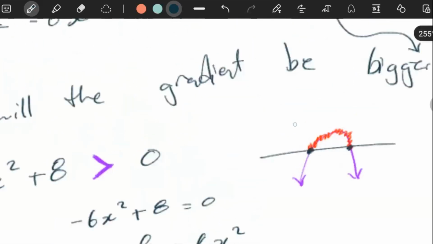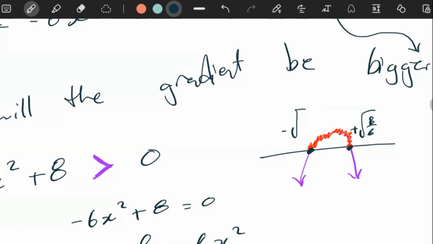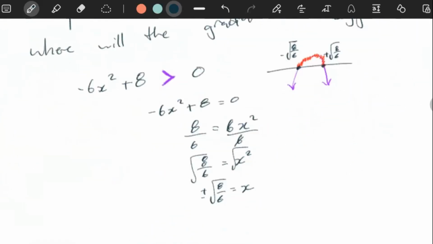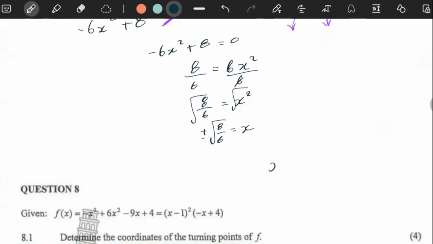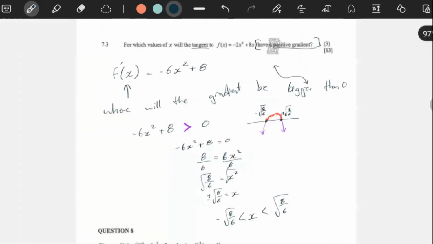So what we know is there is positive square root of 8 over 6 here. No, that's going to be on the right hand side. And then there's negative square root of 8 over 6 on the left. This is what we know. So they're asking us where is this graph above 0. So it's from here until there, right? So you're going to say here your x values need to be bigger than negative square root of 8 over 6, but those same x values need to be smaller than positive square root of 8 over 6. Okay, sounds pretty straightforward for a 3-mark question.